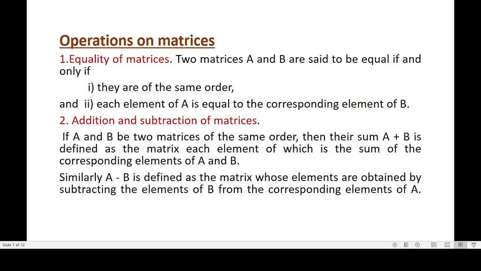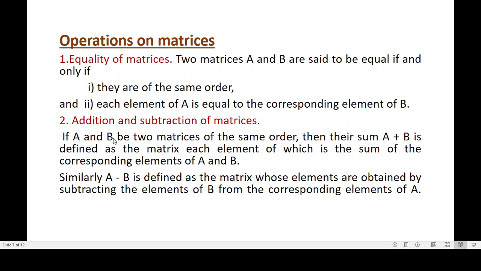Two matrices A and B are said to be equal if they are of the same order and each element of A is equal to the corresponding element of B. If A and B are two matrices of the same order, then their sum A plus B is defined as the matrix, each element of which is the sum of the corresponding elements of A and B.